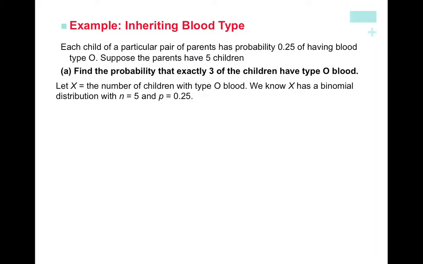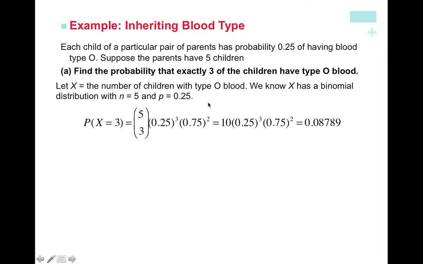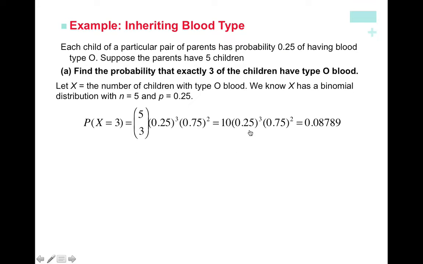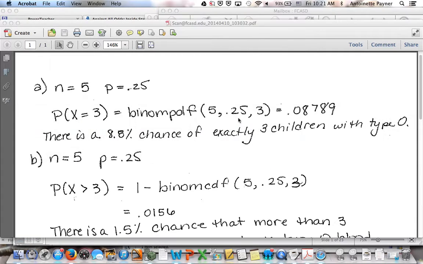So now in this one we have a particular pair of parents that has a probability of 0.25 of having blood type O for each child. Suppose the parents have 5 children, so I have a fixed number of trials. They're either going to have type O or not have type O. We're saying the probability of success is the same for each trial, and that the independence is applicable here as well. So what happens with the first trial doesn't influence the second child. If you wanted to find the probability of exactly 3 children, you could use the actual formula and find the answer that way. What I showed you how to do was to use the calculator.